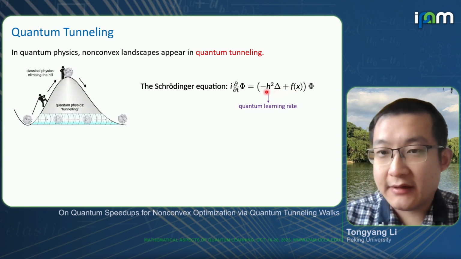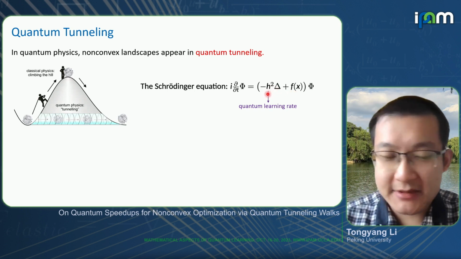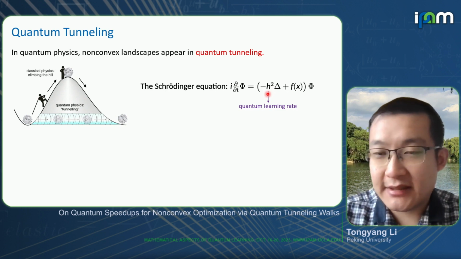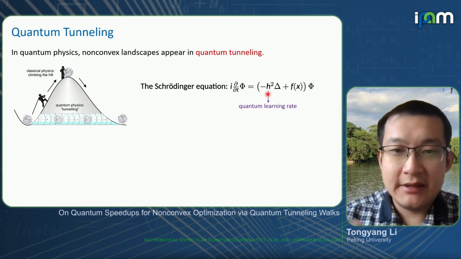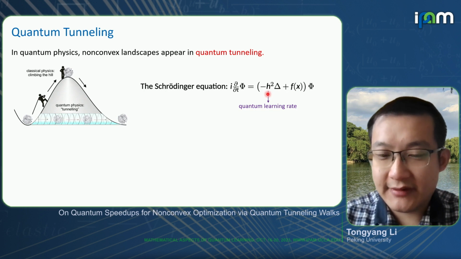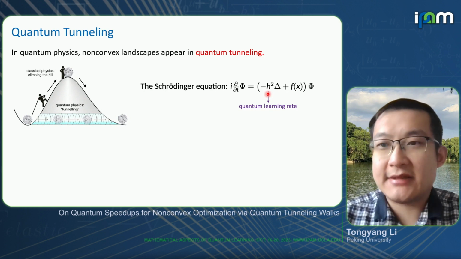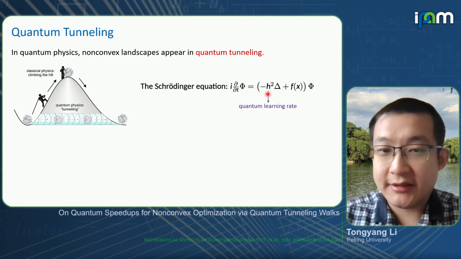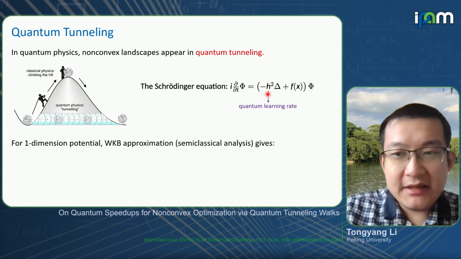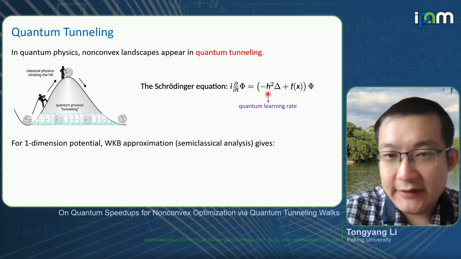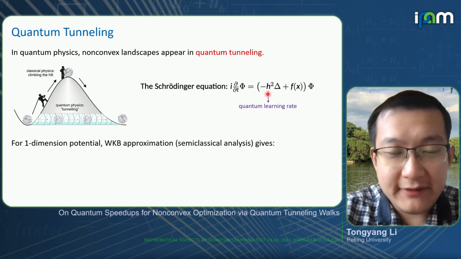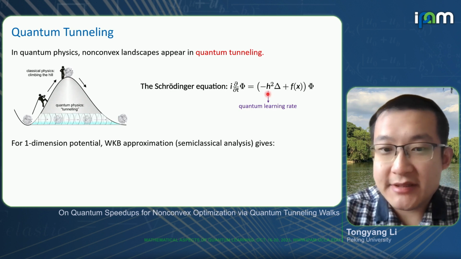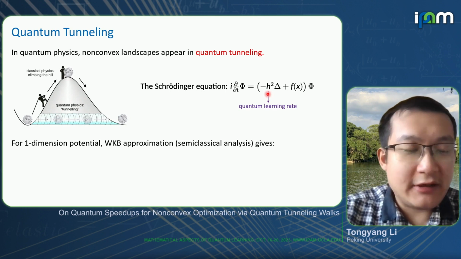And here you can regard h as a quantum learning rate. In the standard Schrodinger's equation, this is the Planck constant. But here, in terms of the dynamics, we treat h, the quantum learning rate, as a relatively small value that can also be tuned throughout the optimization algorithm. So for this kind of problem, if you have a Schrodinger's equation, you can evolve this.